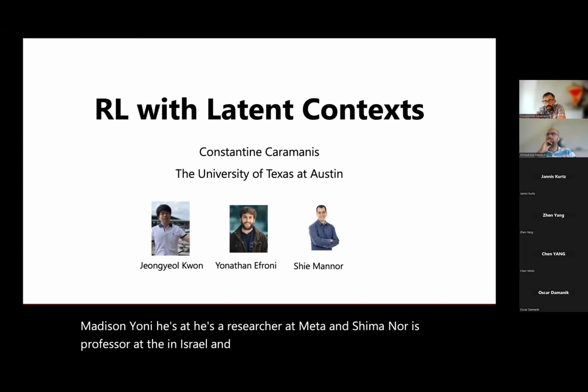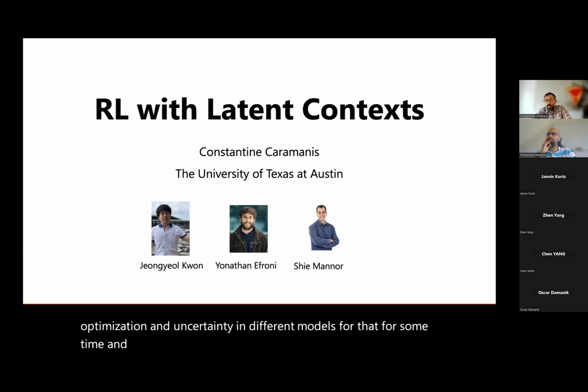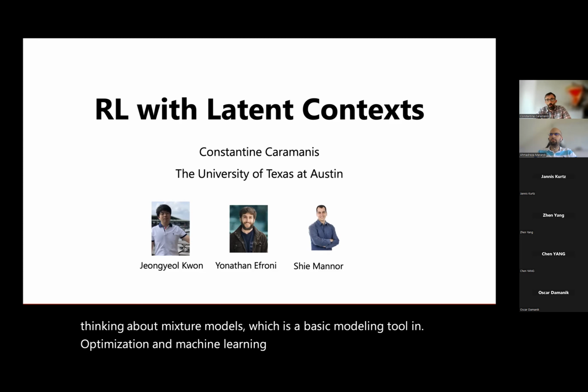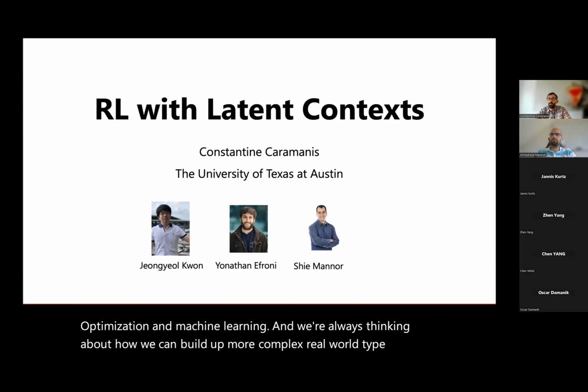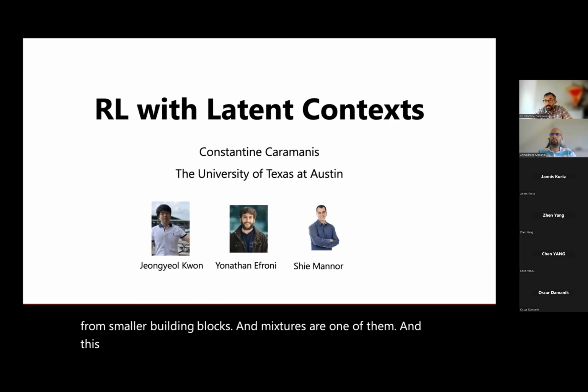And as Jan said, I've been working on optimization and uncertainty in different models for some time, and actually for a number of years we've been thinking about mixture models, which is a basic modeling tool in optimization and machine learning. We're always thinking about how we can build up more complex real-world type models from smaller building blocks, and mixtures are one of them. And this is really that story here as well, but moved to the setting of dynamic decision making.